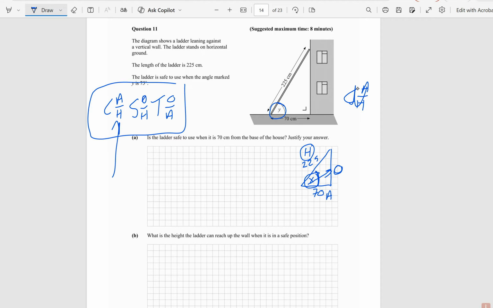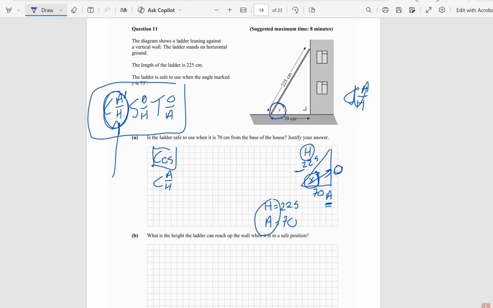What two sides do I know? I know the length of A and I know the length of H. So H equals 225 and A equals 70. So I'm dealing with H and A. Which one do we take? Well, there's A. There's H. So it's cos we're dealing with. And cos is the adjacent over the hypotenuse.